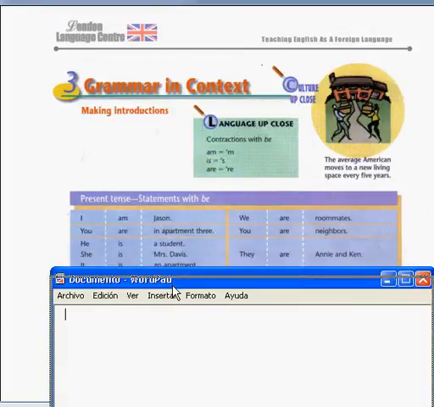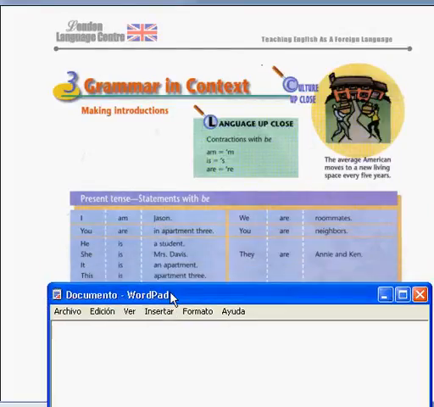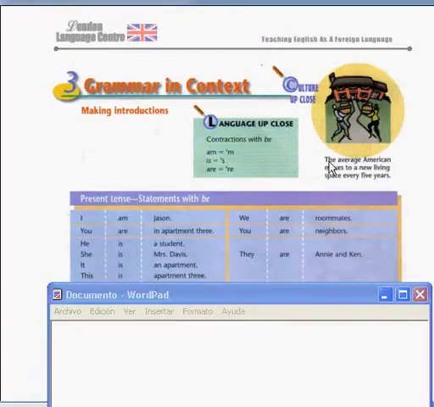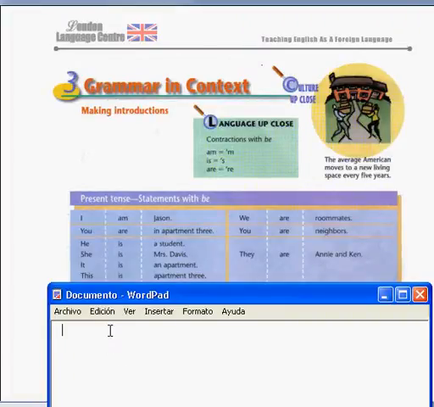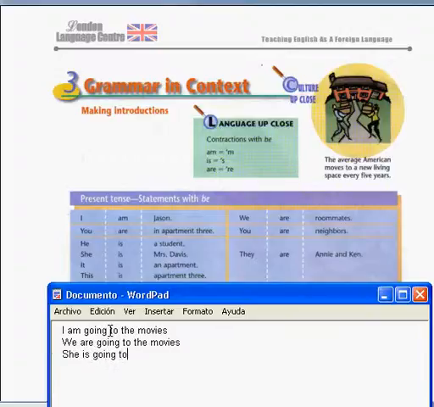All of these pronouns can also be used to describe the actions being performed by people. For example, in the present tense, if you would like to say where you are going, you can say, I am going to the movies. Similarly, you can use this for a group of people, so you can say, we are going to the movies. Or for a singular person, male or female, she is going to the movies.